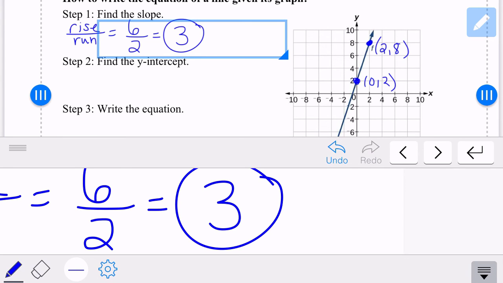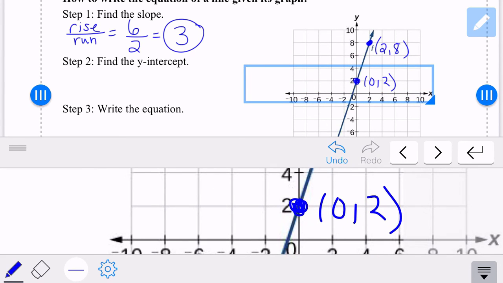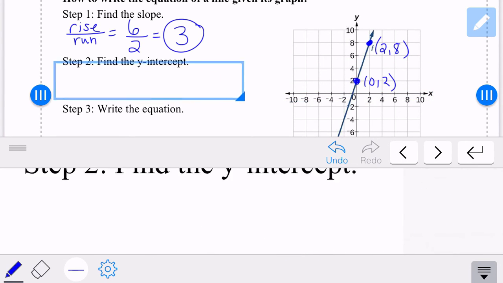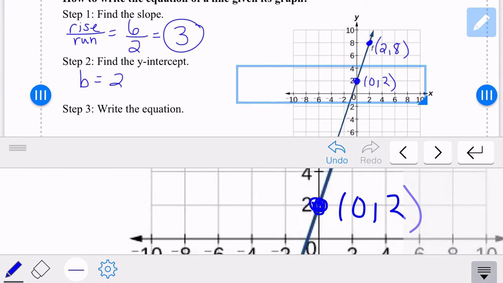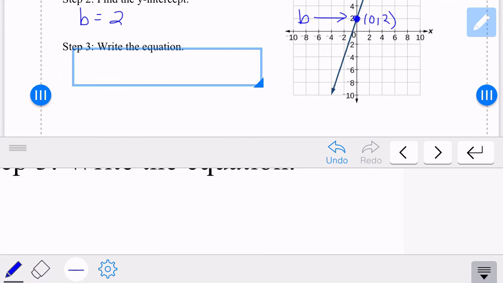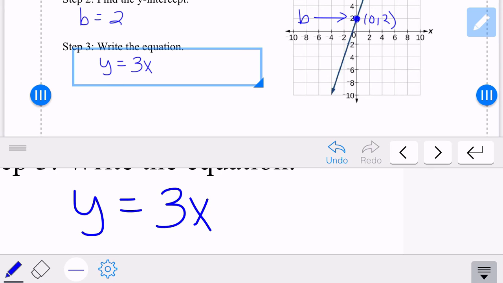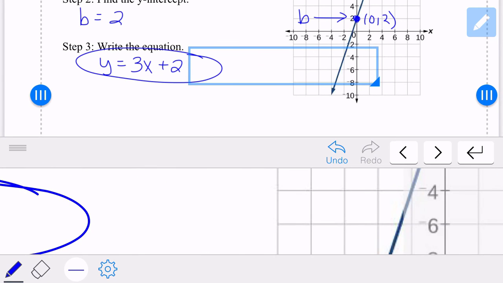Okay, then what's our y-intercept? So look at your graph and see where it crosses the y-axis. Well, it crossed there at 0, 2. So your b value is 2. So that right there is b. Then just write the equation. So we've got slope of 3, so 3x, and then plus 2. Okay, so there's that guy.